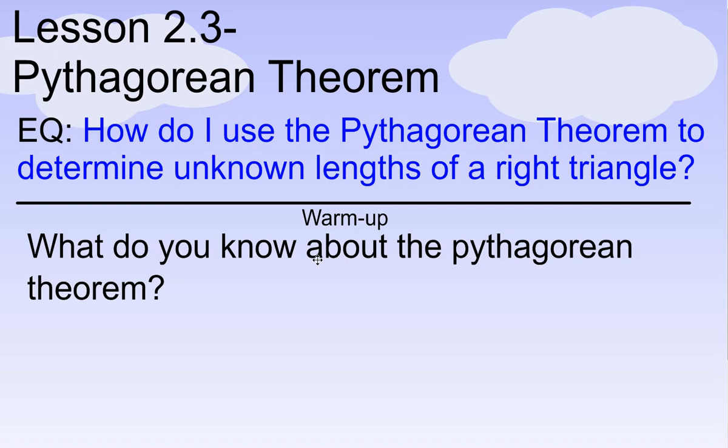So the warm-up says, what do you know about the Pythagorean theorem? You might have made a list of some things you know. You might know it only relates to right triangles. It's not every single triangle, it's just the right triangles. You might know it's used to find unknown lengths of sides, so you can use it to find missing side lengths of a right triangle. Maybe you know that it's named after an ancient Greek named Pythagoras. There's all kinds of little tidbits you might know. You might even know the formula, which we'll get to in a second.